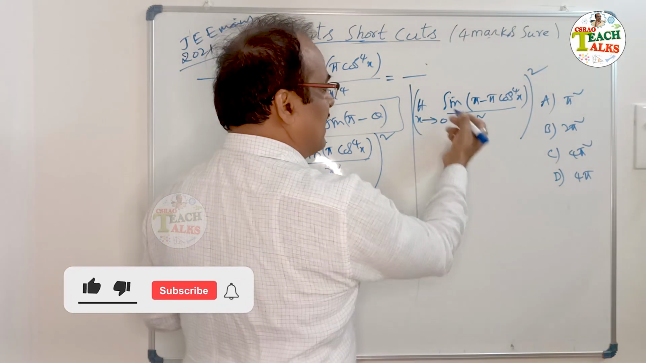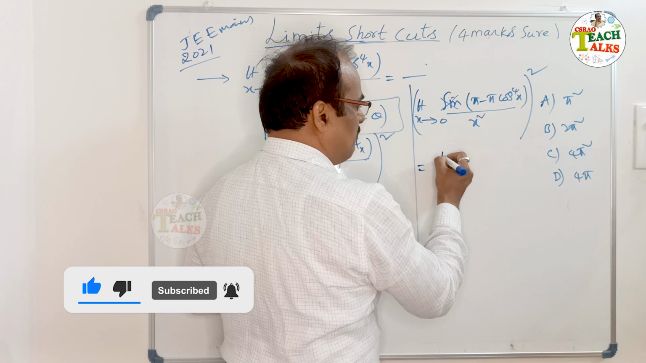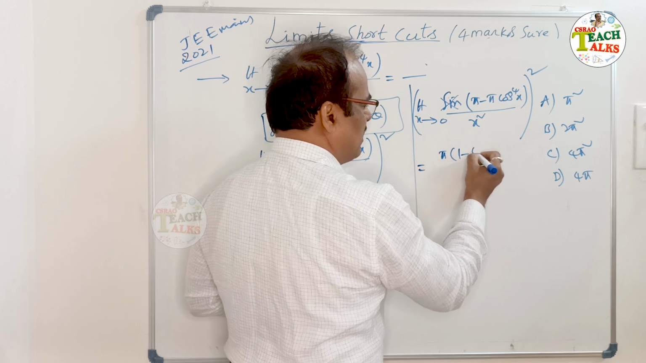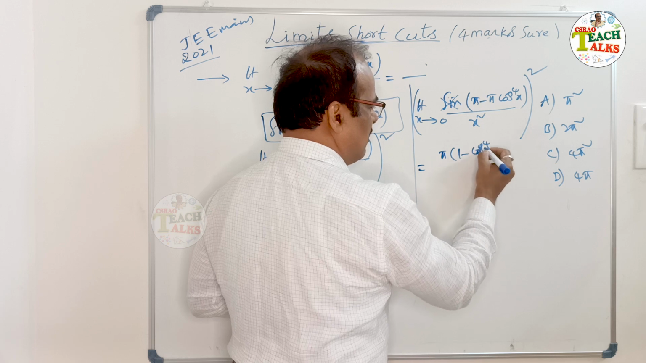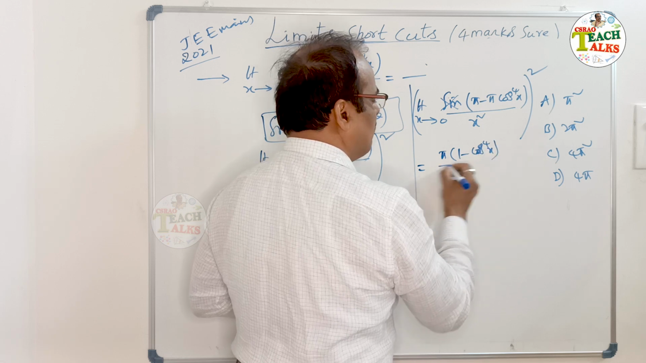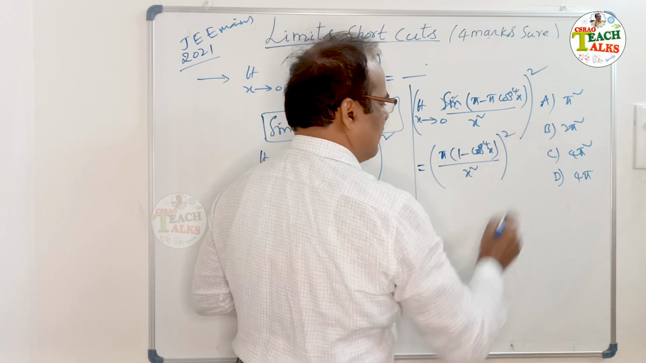Now we can remove the sign. Pi is common. 1 minus cos power 4x, cos power 4x by x square, and the whole square is there.